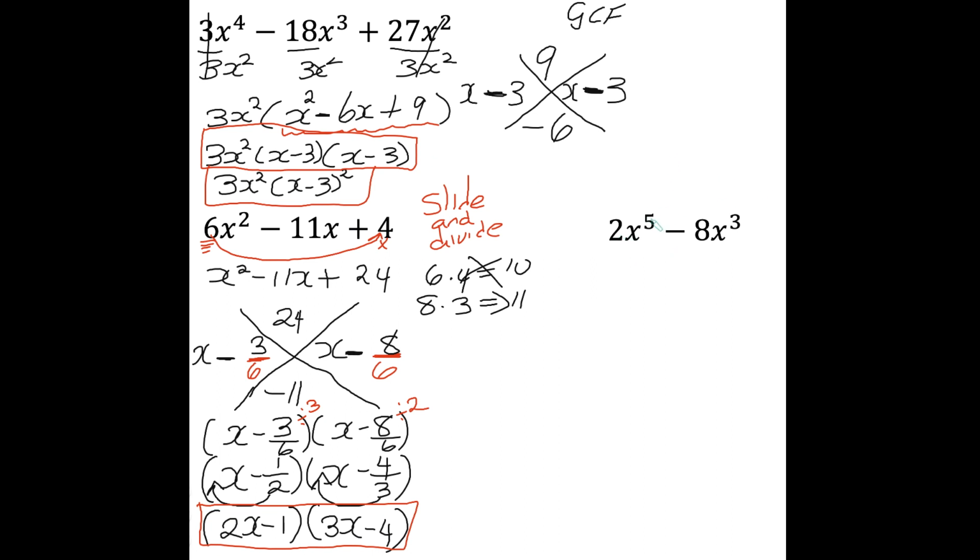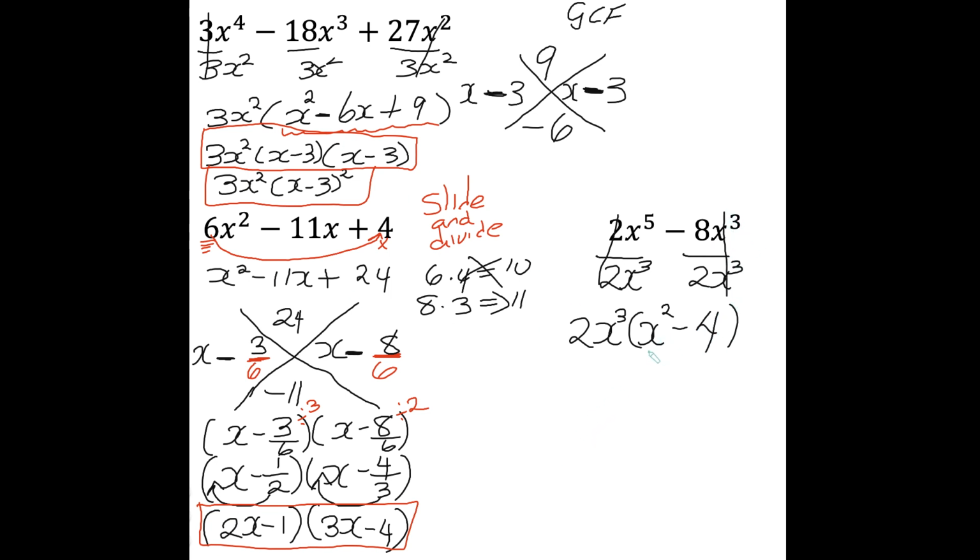Again, I have 2x to the 5th minus 8x to the 3rd. Can I do GCF factoring? Yep. So 2 and 8 can both be divided by 2. X is common to both of them, so I'm going to take the smallest, x to the 3rd. So my GCF is 2x to the 3rd. When I divide to get what's in the middle, the 2's cancel. X to the 5th divided by x to the 3rd is x squared. 8 divided by 2 is 4, and the x's cancel.